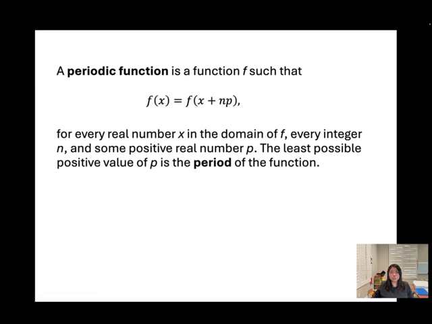A periodic function is a function f such that f of x equals f of x plus np, for every real number x in the domain of f, every integer n, and some positive real number p. The least possible positive value of p is the period of the function. So p is talking about the period.